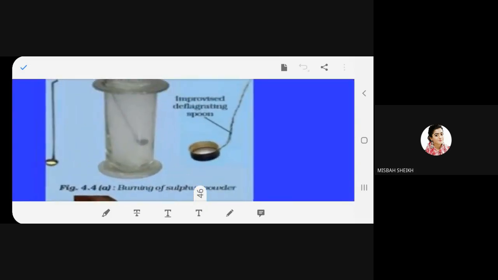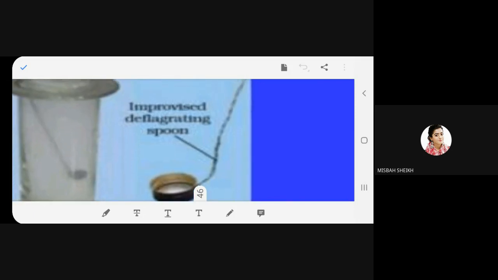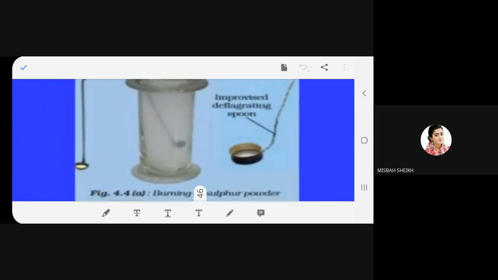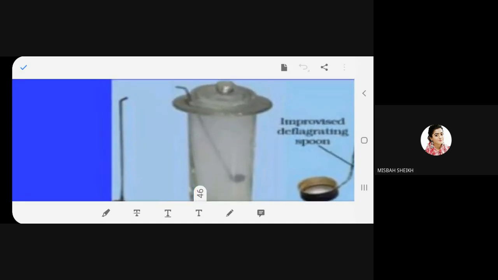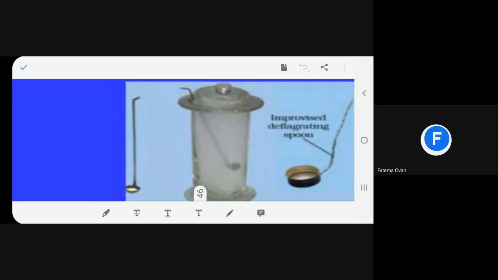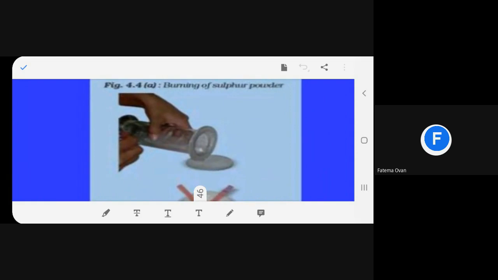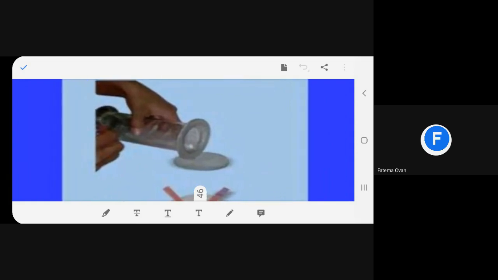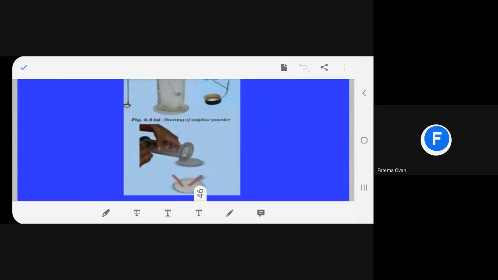I want to show you how it looks. This is the deflagrating spoon. Can you see this? Yes. This is how the spoon looks, and the spoon is kept in the jar. You can see this bell jar, and this is the lid. And after some time, when you put the water in it, you remove the solution outside and we check it with the red litmus paper.